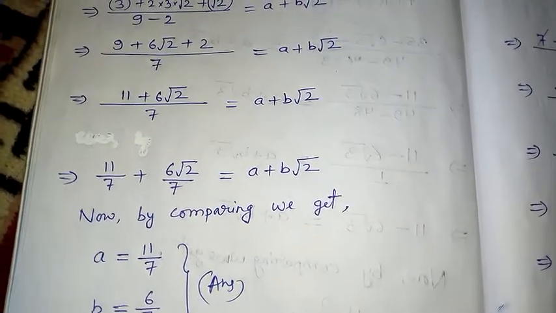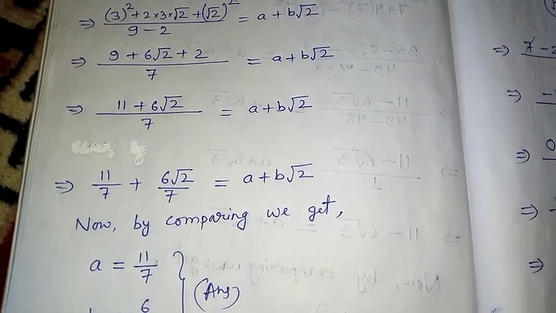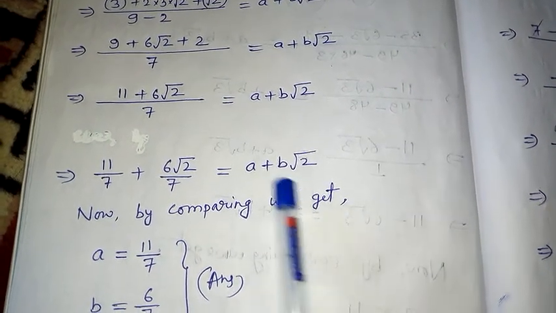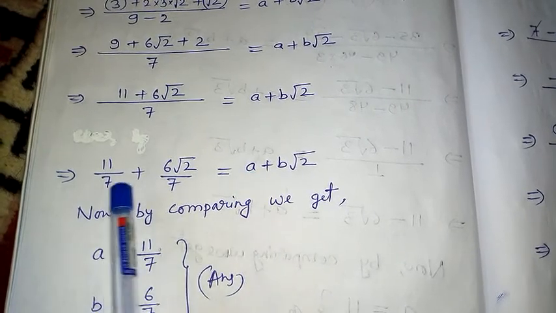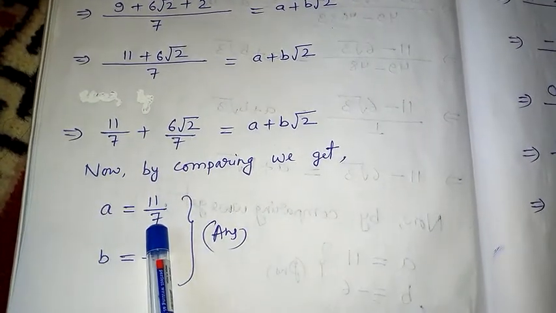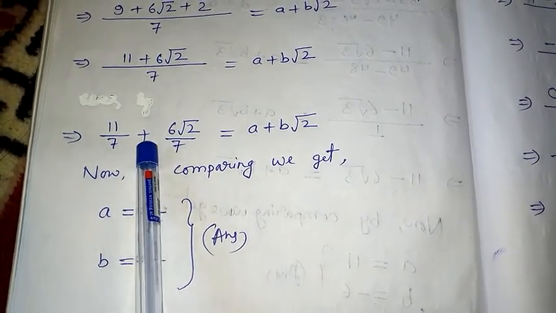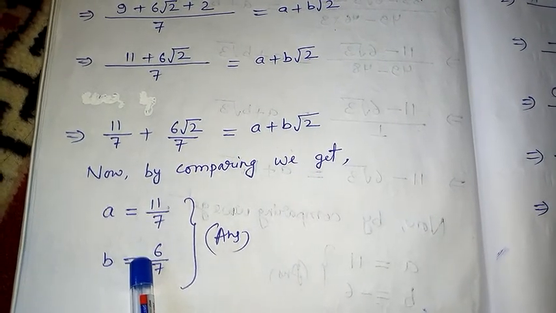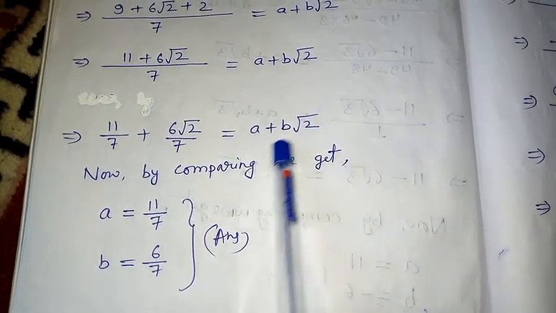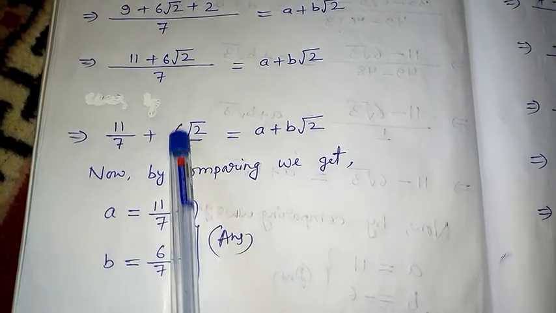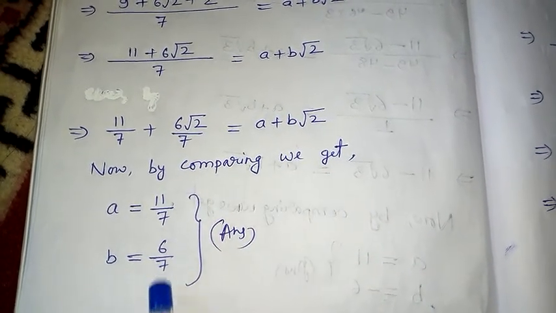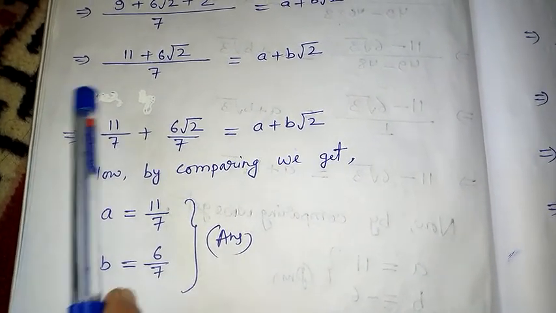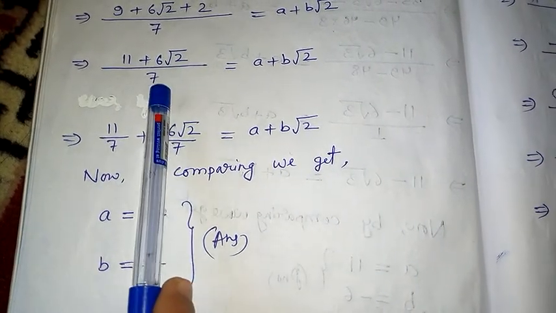Okay, next. Now very important, children, by comparing we get, you can see the position of a has been taken by 11 by 7. So 11 by 7. This time there is plus, here also is plus, so no need to write plus. And here you can see root 2 you cancel. Who remains? 6 by 7. That means b is 6 by 7. This is our answer. Very different from the first one. Why? Because here we are separating the denominator in both the places.